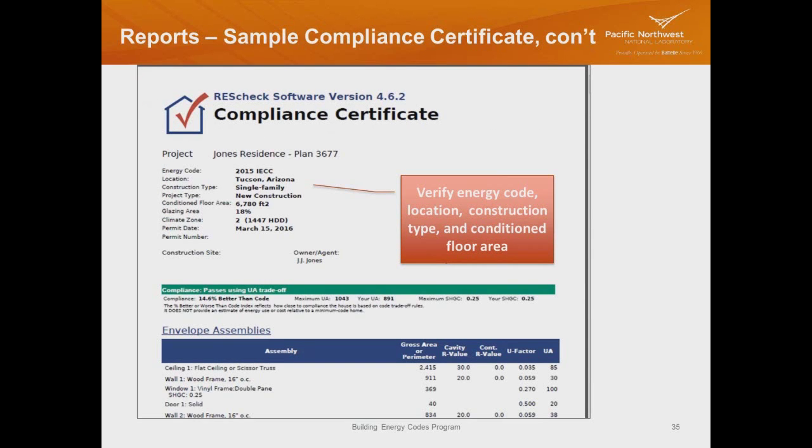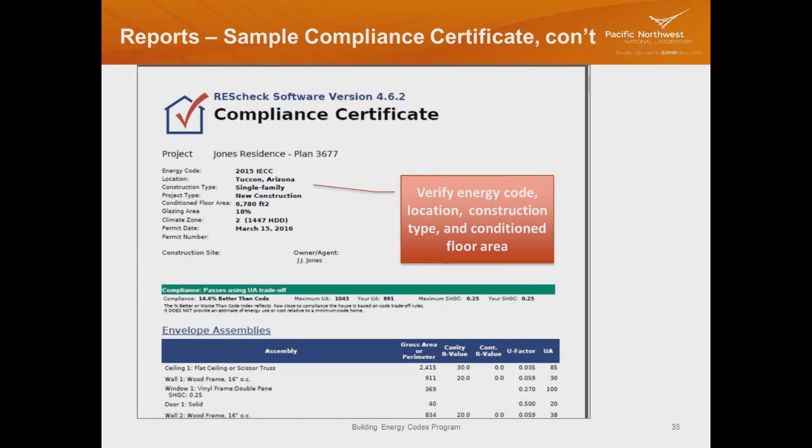Here's a screenshot of an actual report. So this is a project that's been done, so you'll want to verify that you have the applicable code. This one shows 2015. That's the most recently published IECC. The location is correct. The construction type is correct. Is it single family? Is this an addition? Is this an alteration? What is the construction type?